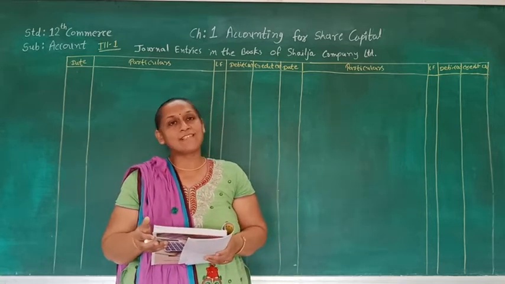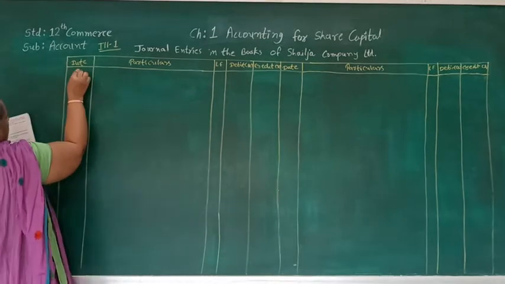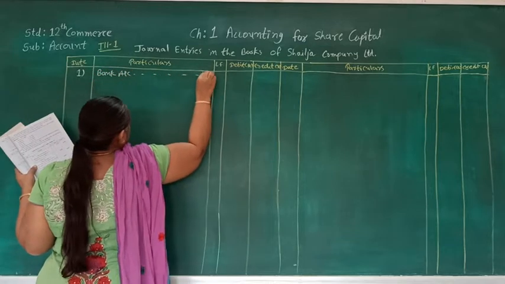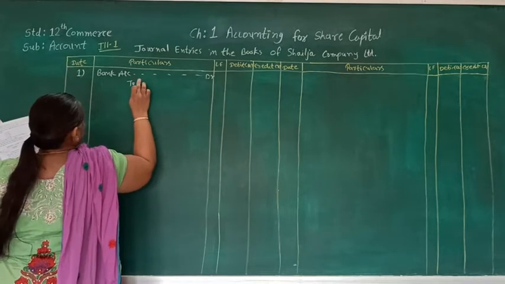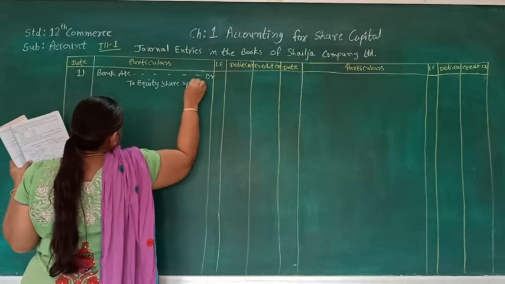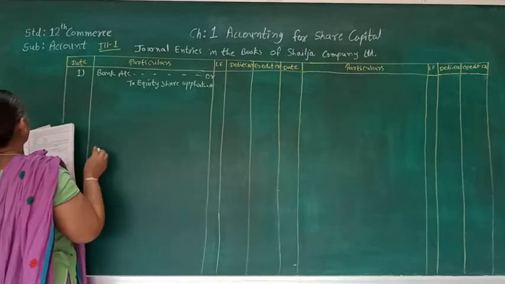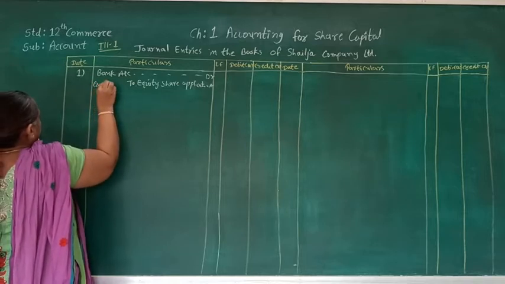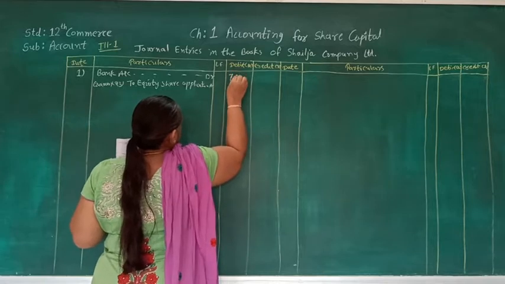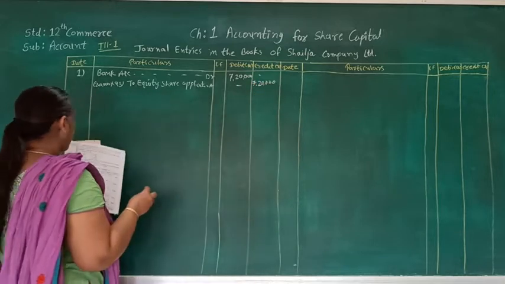So the first journal entry that we are passing is bank account debit to equity share application account. Here the number of equity shares is 2,40,000 and at the time of application we are calling rupees 3. So the total money that we are going to receive will be 7,20,000. Here, being company received application money.